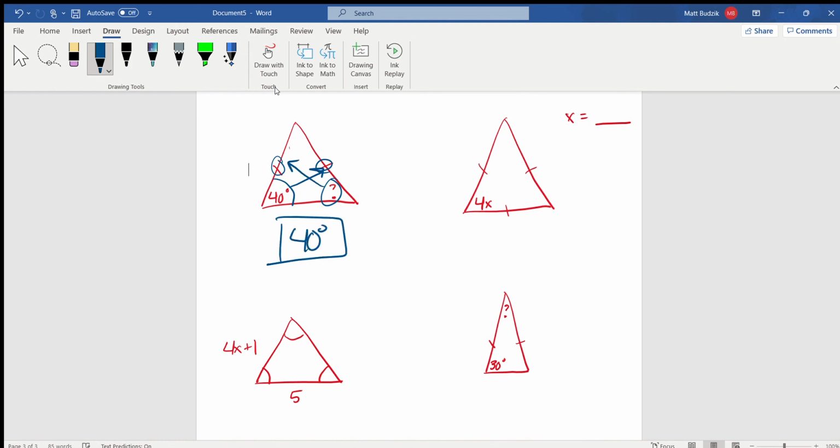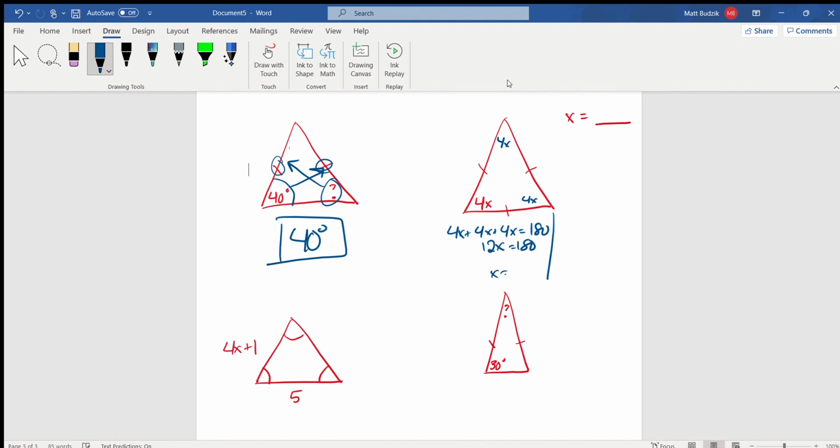Next one. I have an equilateral triangle. And remember, equilateral means that we also have equiangular. So 2 ways to do this. We know that all of these are 4x. So I could do 4x plus 4x plus 4x is equal to 180. Do the math. 12x is equal to 180. So then we get that x equals 15.